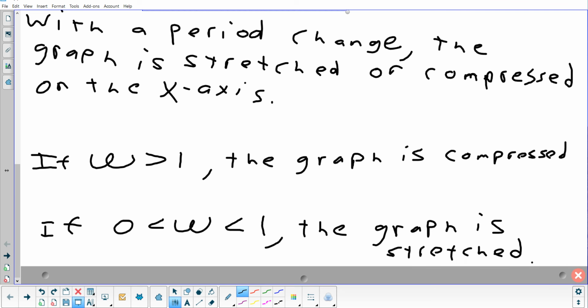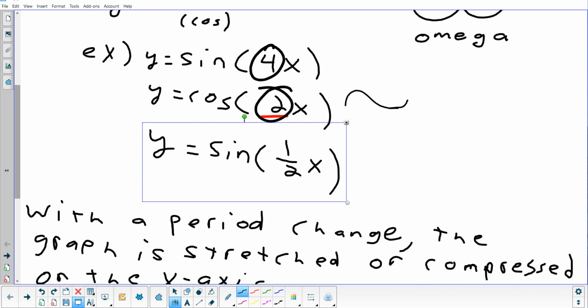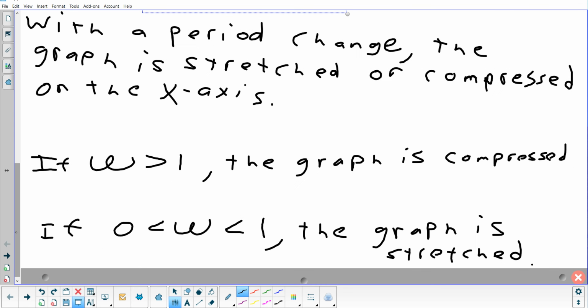How it's going to change depends on what number you put in front. If the number you put in front is bigger than 1, like 4 and 2, those are both bigger than 1, that is going to cause the graph to compress. The bigger the number, the more compression you get. So if you put in like 10, it's going to compress it 10 times as much. If you put in 50, it would compress it 50 times as much.